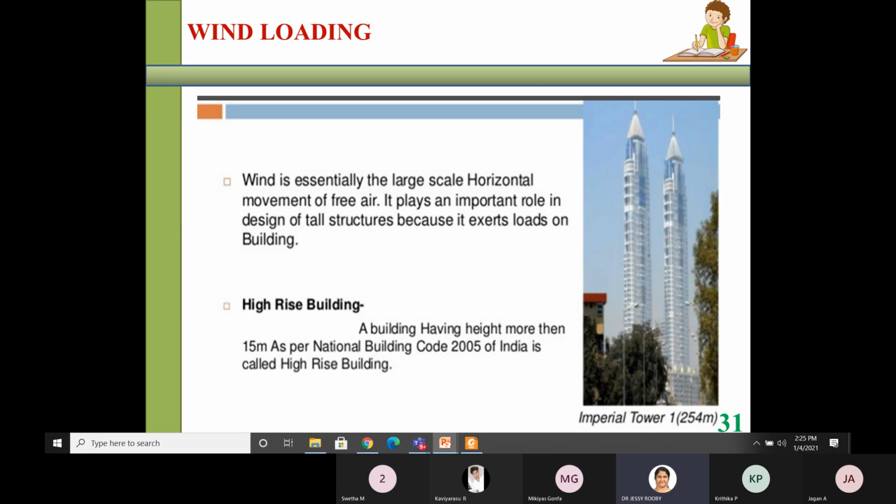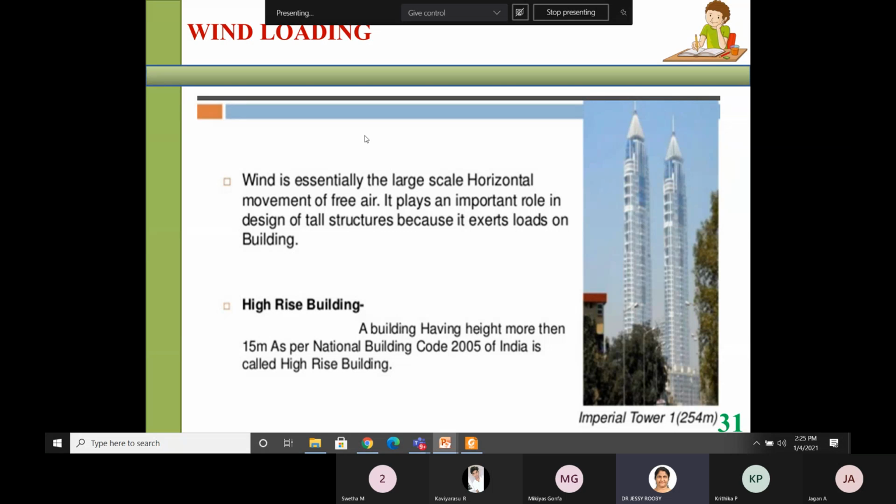Wind loading. Again, we have discussed what wind is: the horizontal movement of free air. Like earthquake loading, this also plays an important role. It exerts loads on the building. In a similar way, your wind loading also has to be calculated.